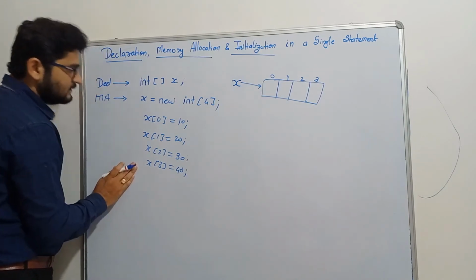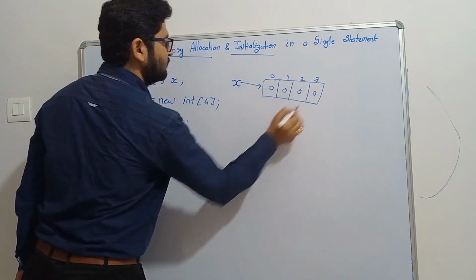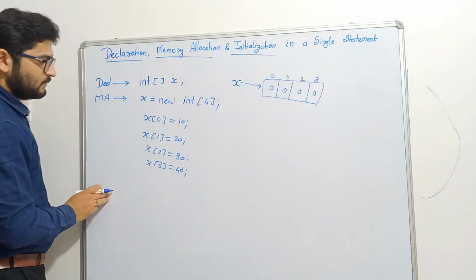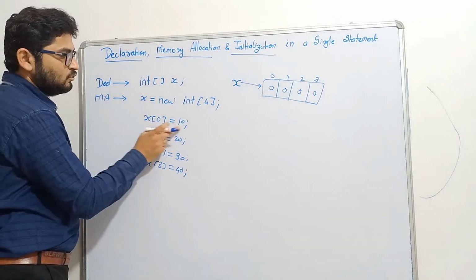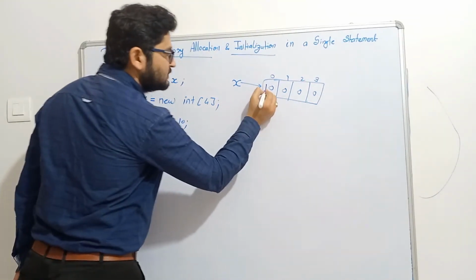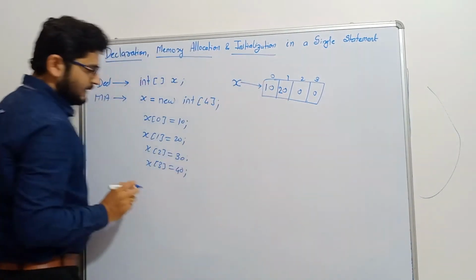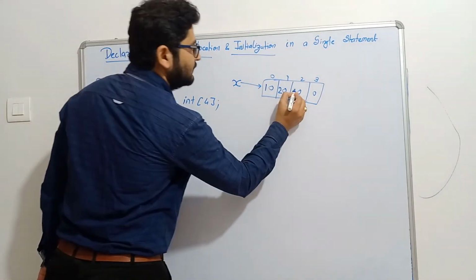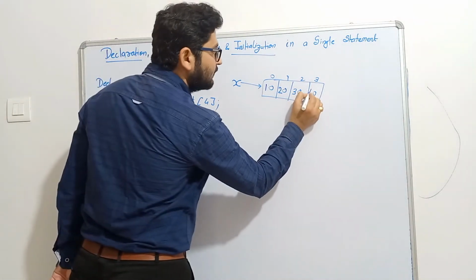So before this, by default values will be there. So it will be nothing but 0, 0, 0, 0. Okay, so these are nothing but the default values of a one dimensional array of integer. Now what we are going to do in this statement, we are just changing the value of x of 0 to 10. So after execution of this statement, here 10 will be stored, and after execution of this statement, here 20 will be stored, and in this statement we are just changing the value of x of 2 to 30. So that's why here 30 will be stored, and finally because of this statement here 40 will be stored.